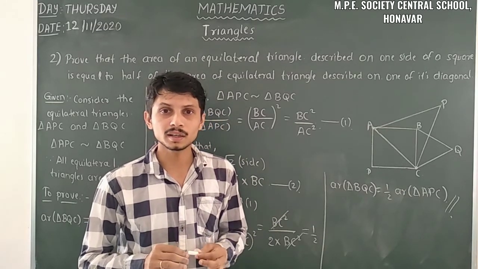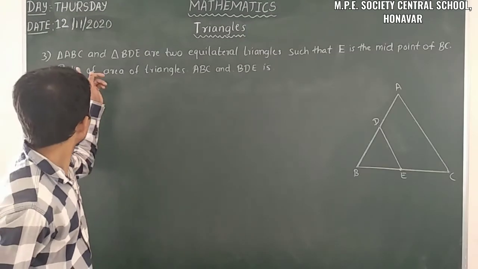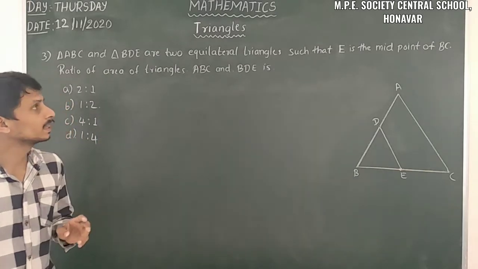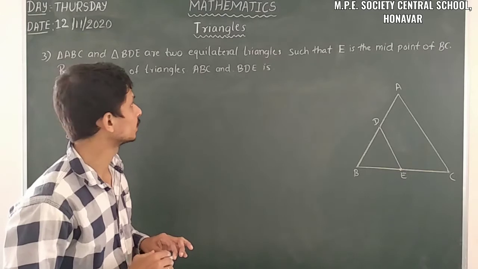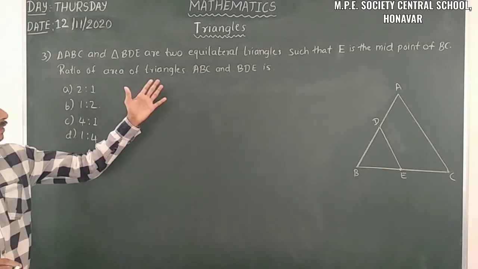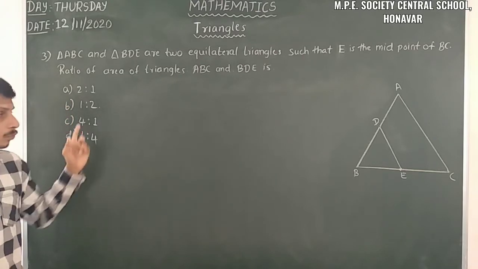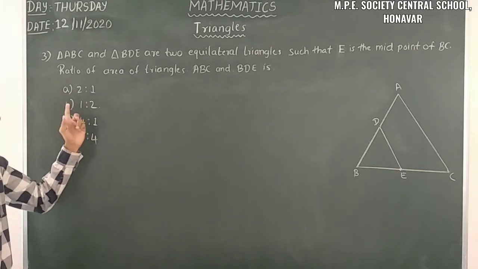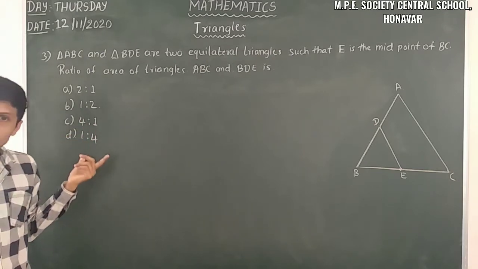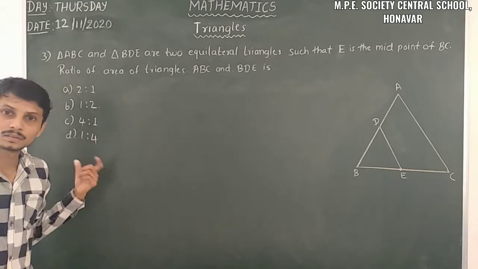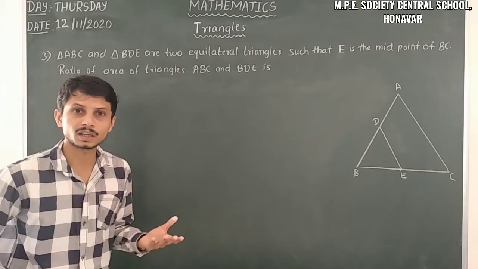So let us move on to the next problem. Triangle ABC and triangle BDE are two equilateral triangles such that E is the midpoint of BC. The ratio of the areas of triangles ABC and BDE is, and there are 4 options given: 2:1, 1:2, 4:1 and 1:4. So we have to choose the right answer. For that we have to make some calculation, otherwise we can't do anything.